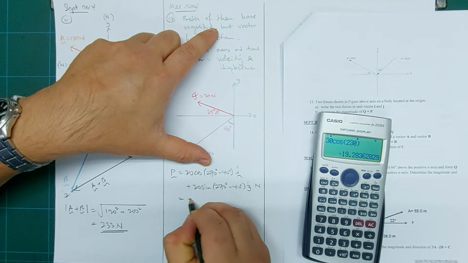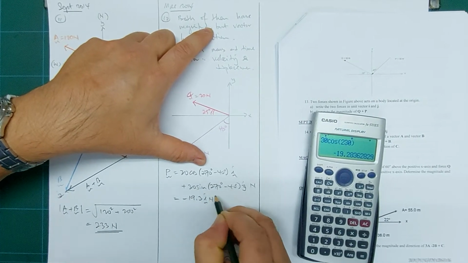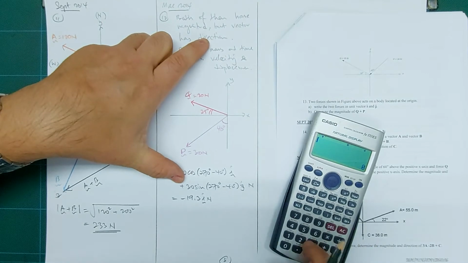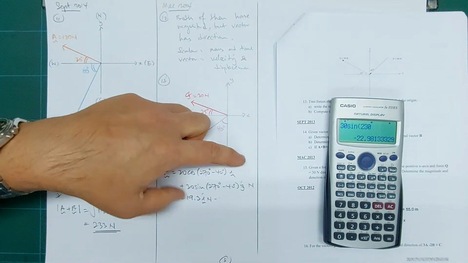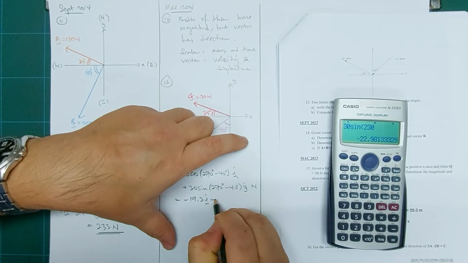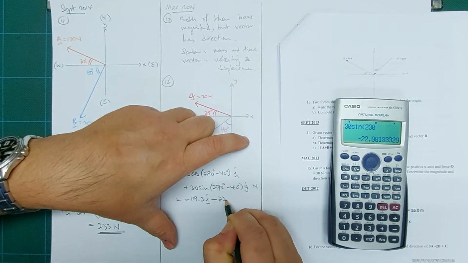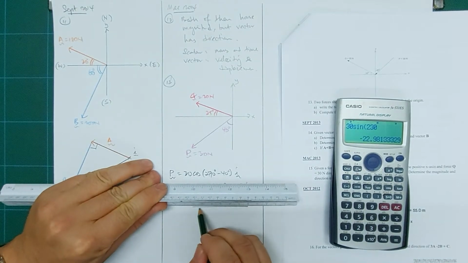Answer is negative 19.3 i Newton. And the next one is 30 sine 230 also, so we have minus also. This one we don't write a unit in between, minus 23.0 j Newton. Alright, so that is our P.